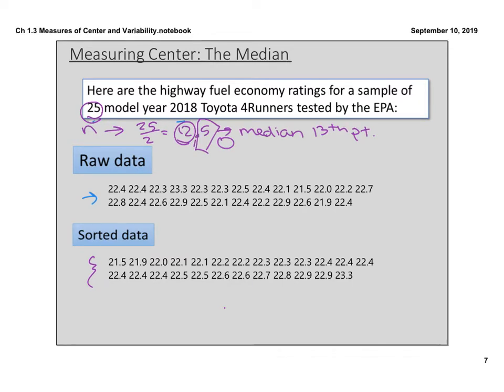If I look for the 13th data point, I've got 1, 2, 3, 4, 5, 6, 7, 8, 9, 10, 11, 12, 13. You can even check. There were 12 data points there, then is there 12 after it? 1, 2, 3, 4, 5, 6, 7, 8, 9, 10, 11, 12. So 12 before it, 12 after it, the median's in the middle. Your median here is 22.4.